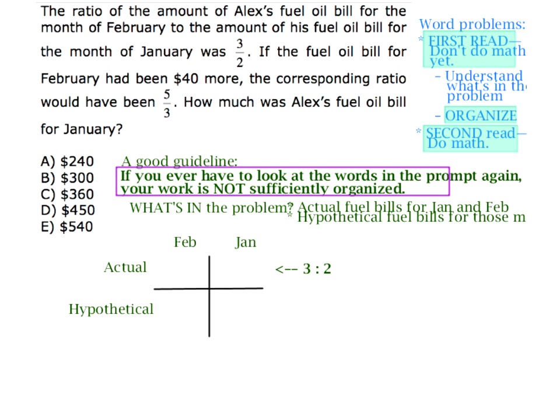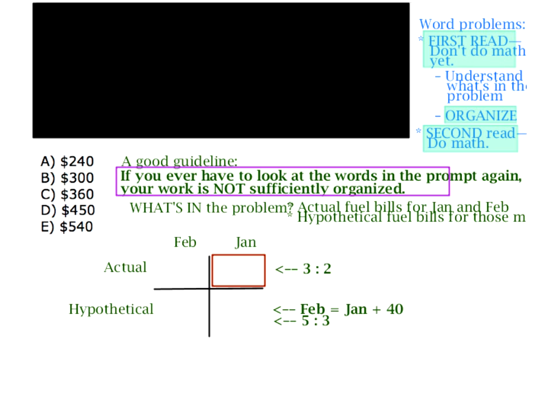The hypothetical is 40 more for February. So February is January plus 40 in this row. And then the ratio here is also 5 to 3. Okay, once we have that, and once we look at one more thing, which is the actual goal of the problem, this is the actual goal of the problem. Once we have that, we don't ever again have to look at the prompt. It's just totally not a thing. So we can actually just black out that part. This is a sign of whether you are organized enough. If you can do that, then you win.